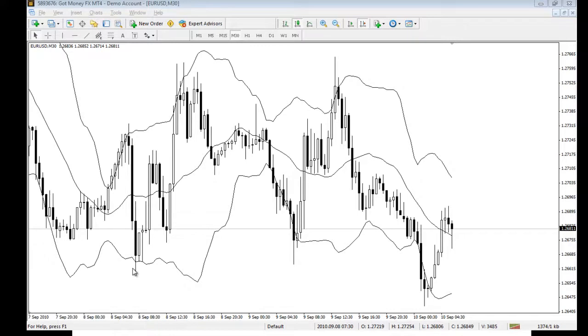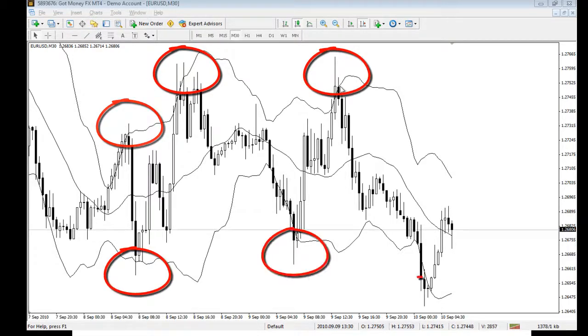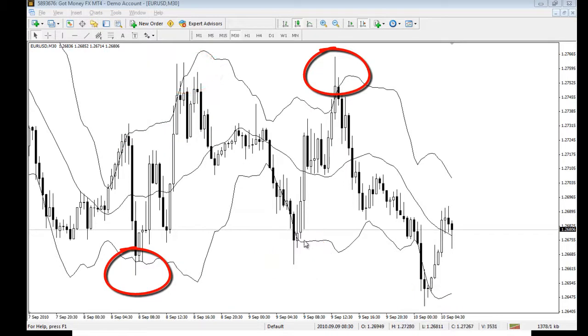To trade the Bollinger Band bounce method, we look for sell signals when price hits the upper outer band and buy signals when price hits the lower band. In this current chart example, we would have sell signals here, here, and here, and buy signals here, here, and here.